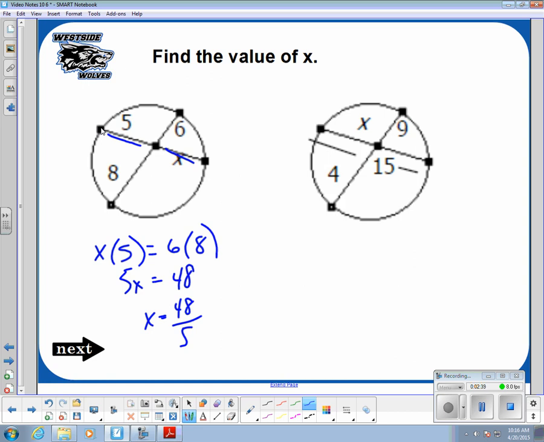All right, so this next one. The 15 is the whole entire chord. X is this part right here. And we've got a 4 and we've got a 9. And so if I look at this, it's x times, now I need this part right here. I don't know this part, but if the whole chord's 15, that part's going to be 15 minus x, equals the 4 times 9. So you can work this out if you'd like. You can pause the video and finish this one and see what you get, or you can just keep rolling along with me here. So 15x minus x squared equals 36.